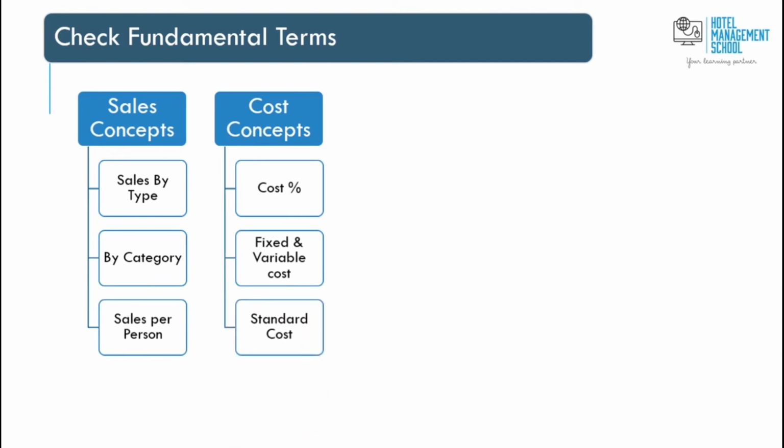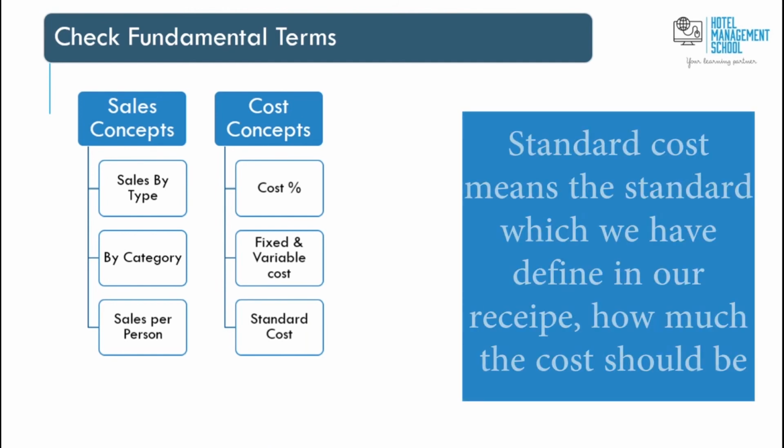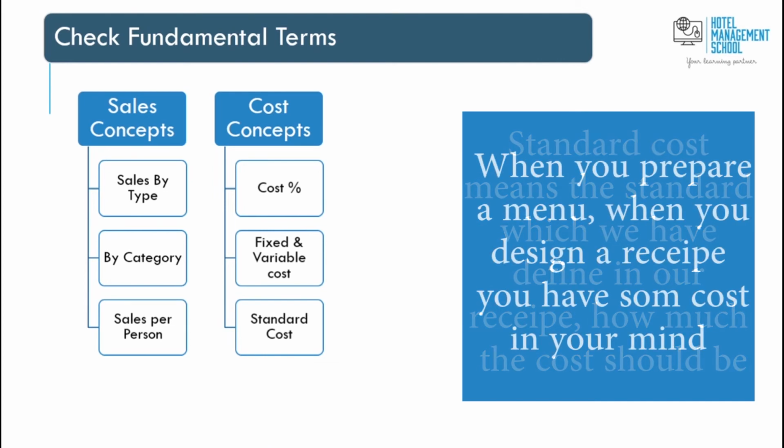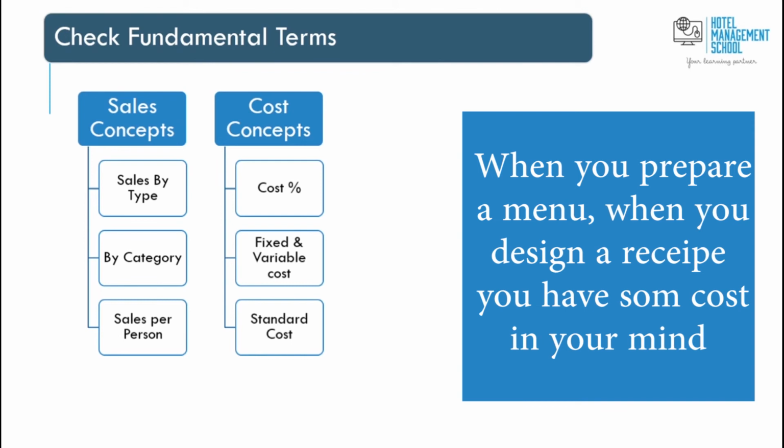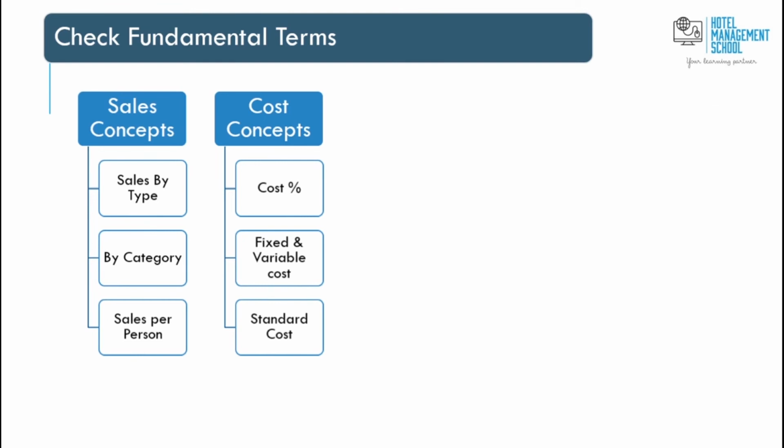Then you have standard cost. So what do you understand by standard cost? Standard cost means the standard which you have defined in your recipe: how much the cost should be. When you make a menu, when you prepare a design or recipe, you have a certain cost in your mind, right? When you set up the price, you say, okay, this vegetarian food, let's say fried rice, is going to cost me $2 because I buy rice from the market, I buy vegetables, I buy oil, some garnish, and everything together is $2, and I will sell it for 5. So the 2 is your standard cost.